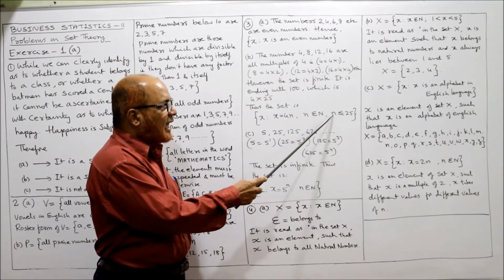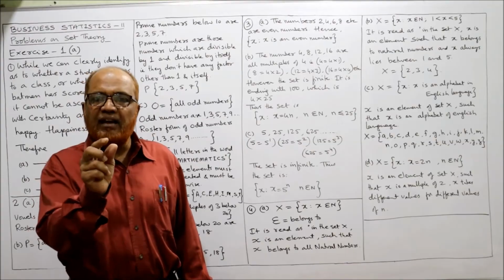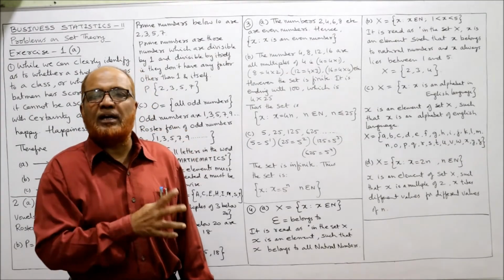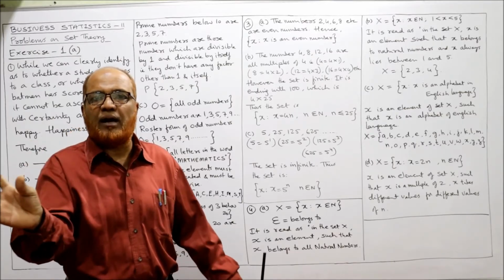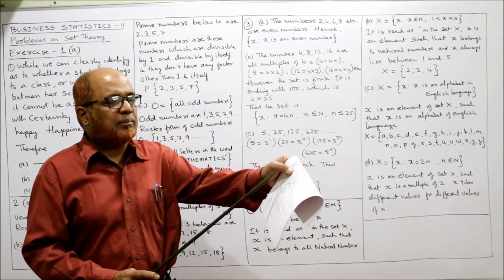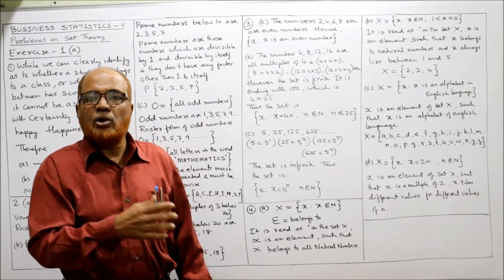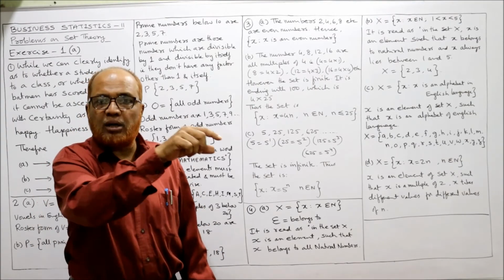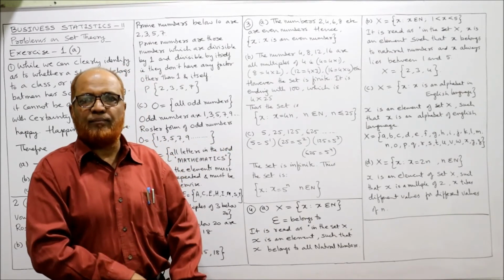And one more condition: n is less than or equal to 25. That means our n value should not exceed 25. It should go up to 25 because 4 into 25 will be 100. And it is given in the problem that we have to go up to 100, not beyond 100. So not beyond 100 means n should not be more than 25. N should be 25 or less than 25.